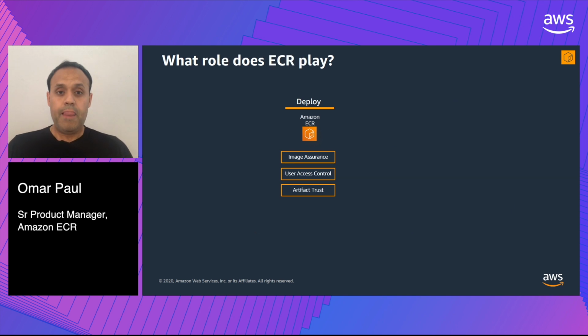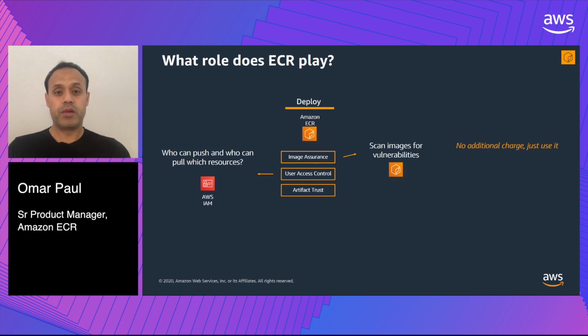So let's dive in a little bit into what the registry has to play in a role like this. We think about this in three parts as well. One is access control. Who can push and who can pull what resources? And here ECR and IAM work together.